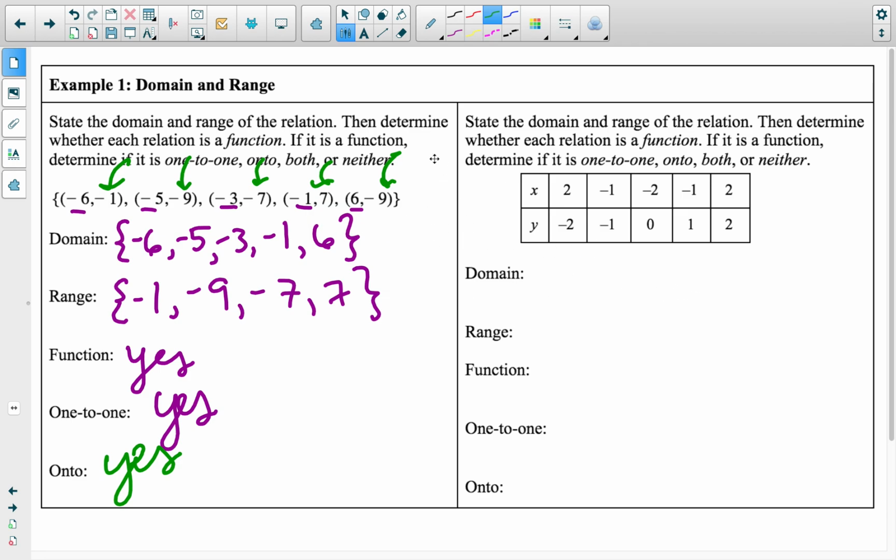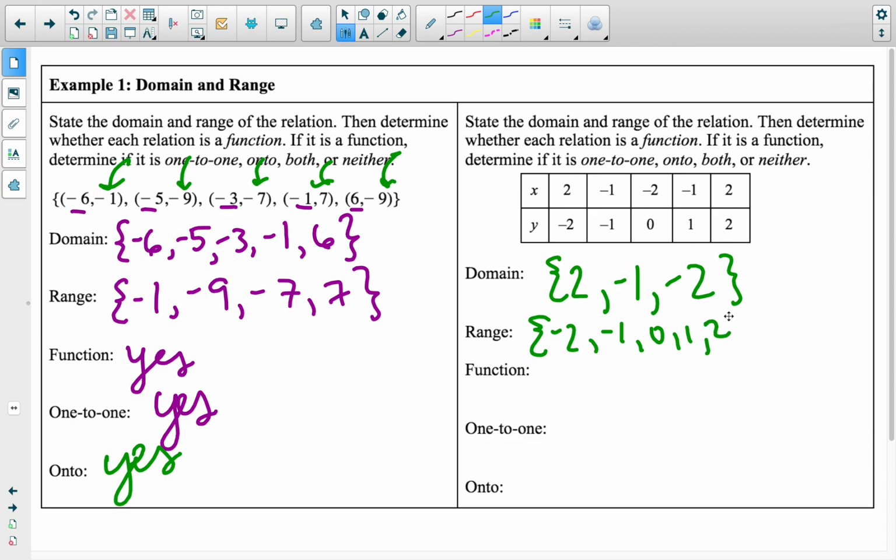All right, this example, we have a table example. Let's take a look at the domain. The domain, we're going to list out our x's, 2, comma, -1, comma, -2. That's it. Everything else, there's another -1 and another 2, but they repeat. So our range, we have all the elements that are our y's, -2, -1, 0, 1, comma, 2.